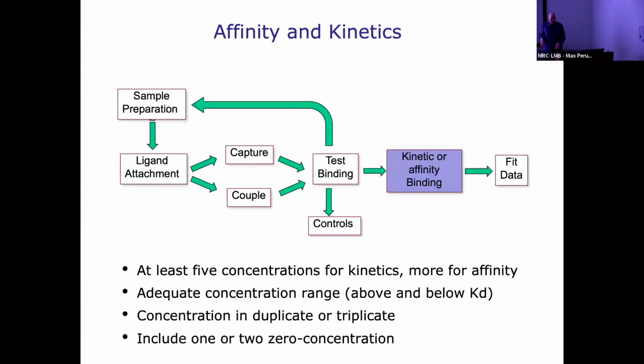So what kind of experiments are we going to do? How many concentrations do we need? For kinetics, about 5 concentrations with a 0 control, and do things in duplicate or triplicate. Then you need an adequate concentration range if you're doing affinity measurements: you need to be above and below the KD, so you can go all the way through.